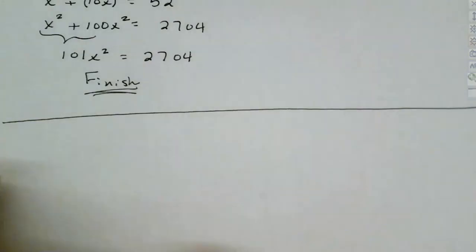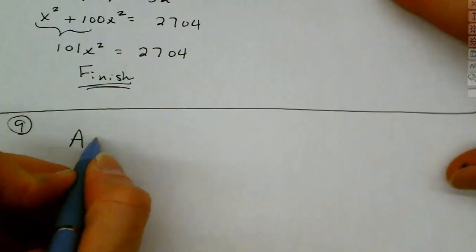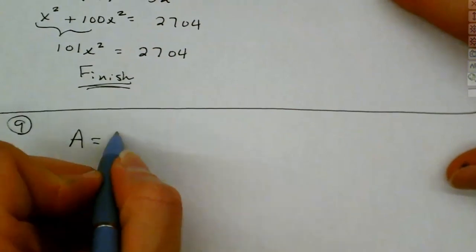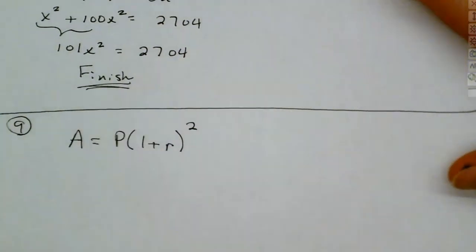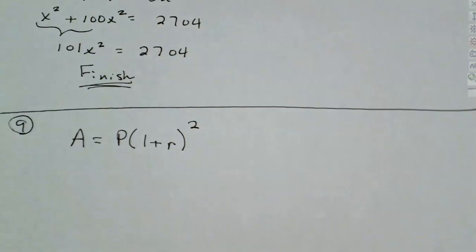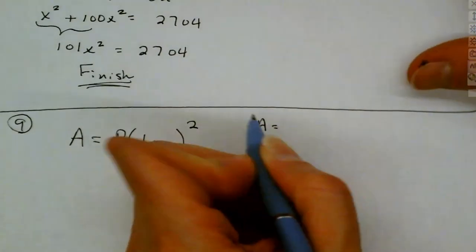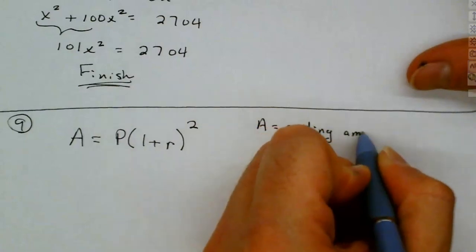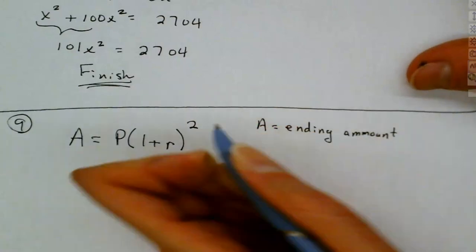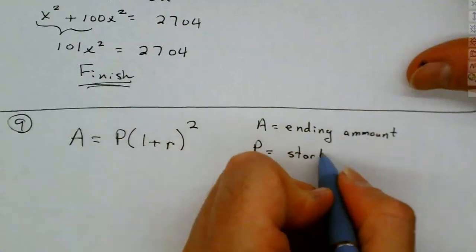So let's write up our formula. And our formula, in this case, is A equals P times (1 plus R) squared. And we need to make sure that we understand what the A and what the P are. So A is the ending amount. And P is going to be the principal or the starting amount. And we'll fill those in a moment.